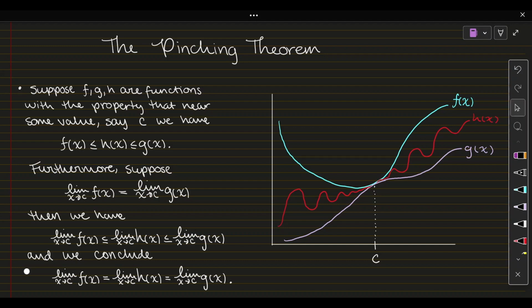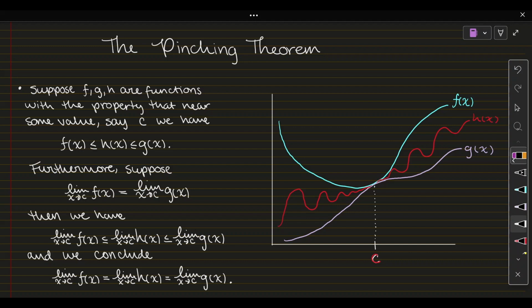some value c. So this is my value c here. Around c, we have that f of x is larger than g of x, right? It's above g of x. And h of x is between them, right? So if I look at just this piece here, f of x is on top, g of x is on bottom, and then h of x is between them.